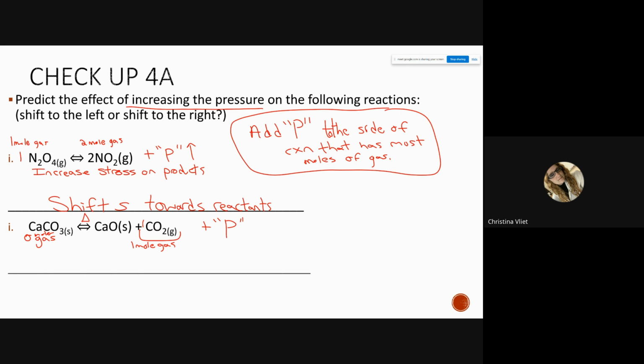Anyway, what do we do now? Shift to the left. Because we're increasing stress on the product side, the reaction does the opposite by making more reactants. Shift towards reactants.